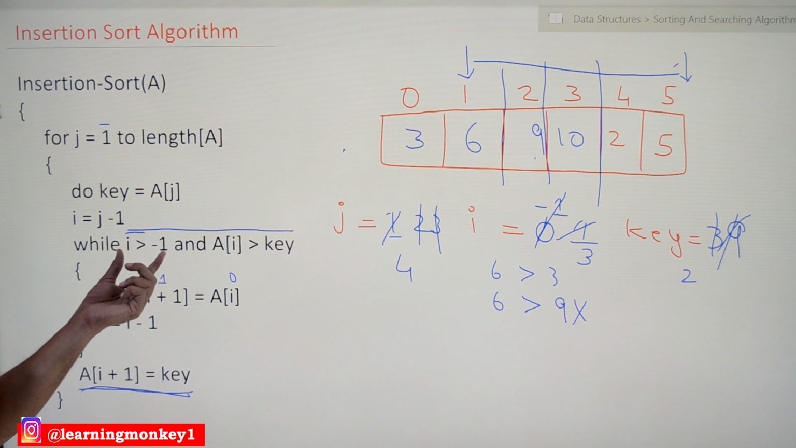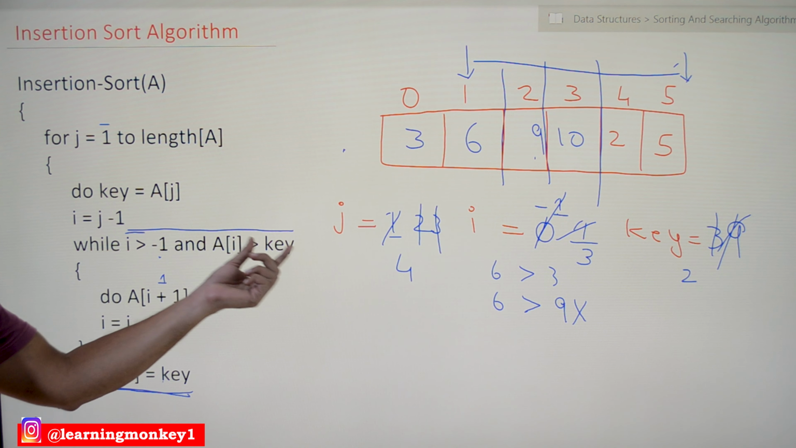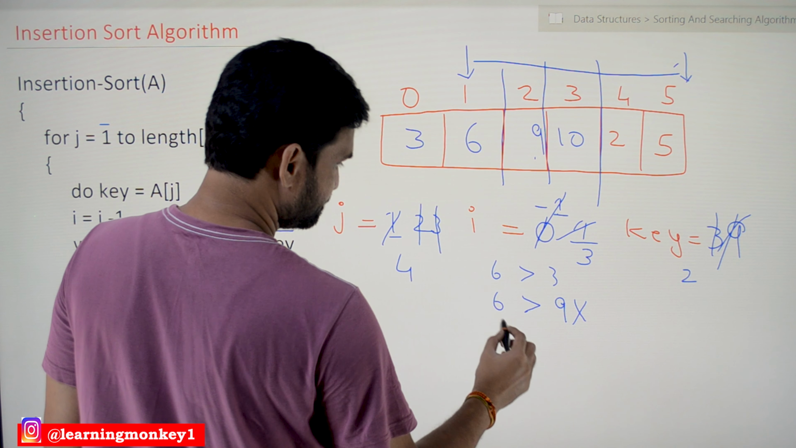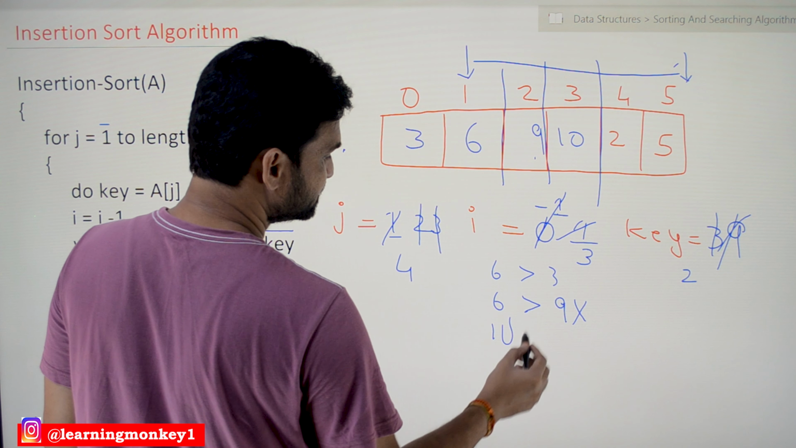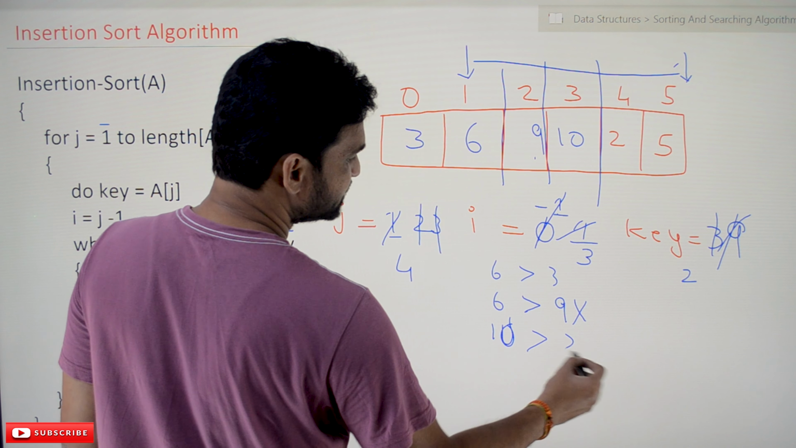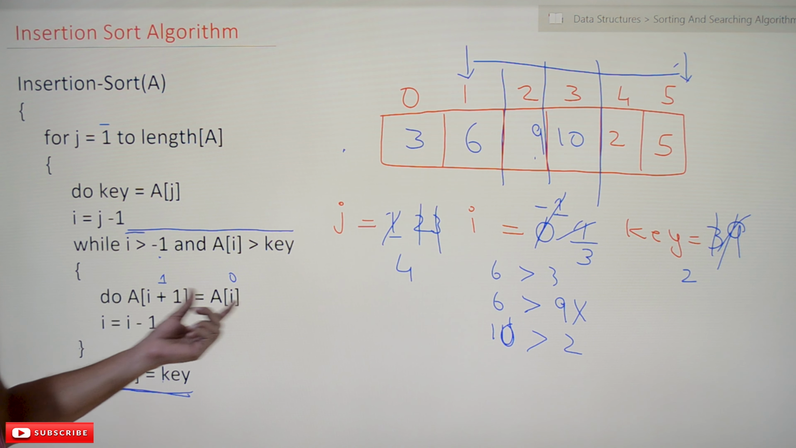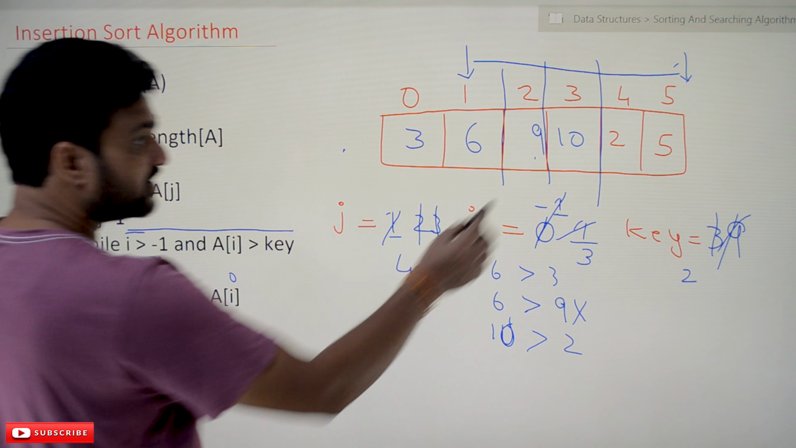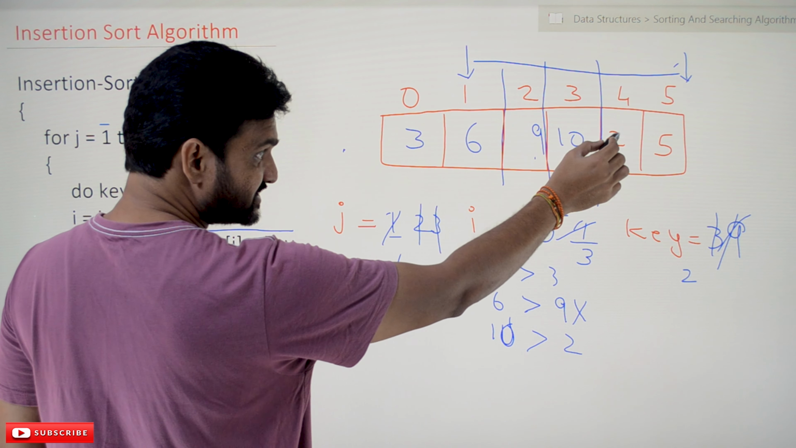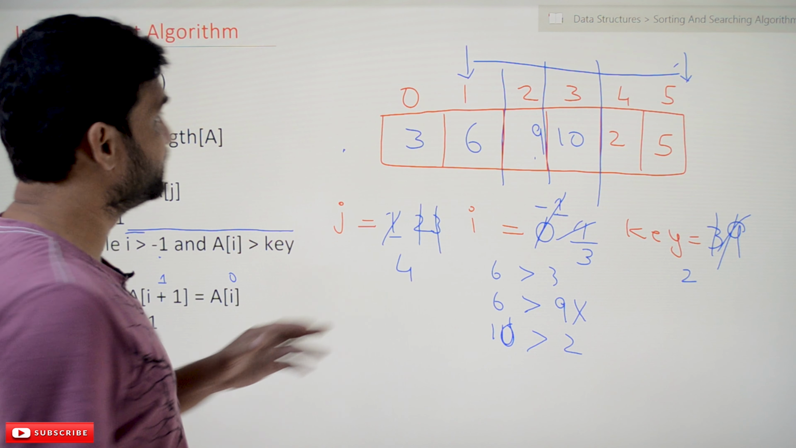Next, the while loop. Is the value of i greater than minus 1? Yes, it is true. a of i greater than key. a of i means a of 3, which is 10. So is 10 greater than 2? Yes, it is true. Now what we have to do? a of i plus 1 is equal to a of i. a of i plus 1 means this one, so here we have to replace this value with 10. We are just shifting it. We have seen that shifting.